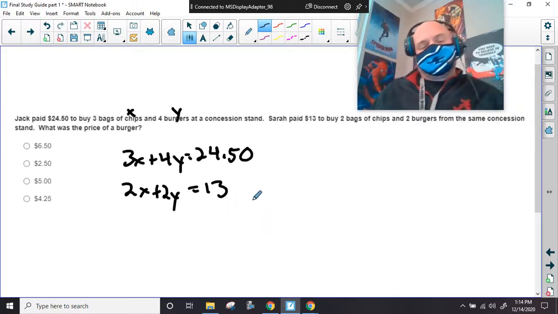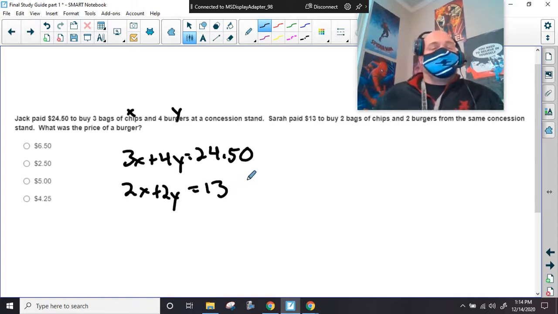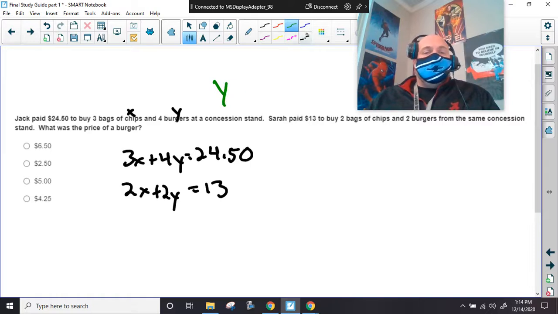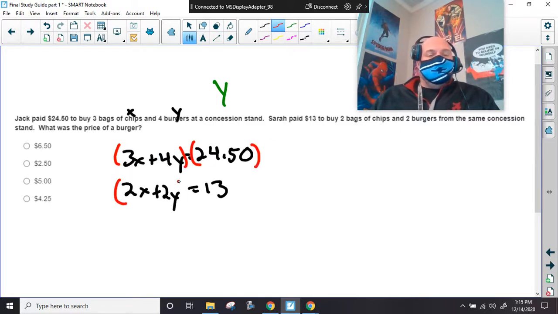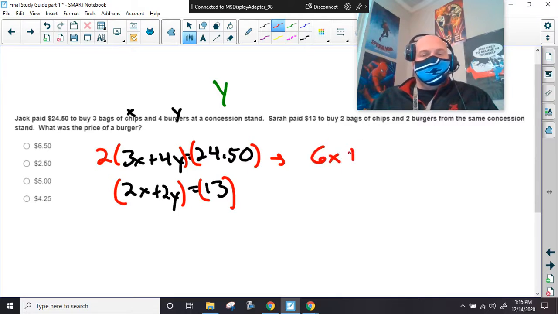Okay, now this will actually help us tell us what we want to eliminate first. Remember, our burgers are Y, so let's get rid of the X's. What I want to do here is multiply this top one by 2. That would give me 6X plus 8Y equals 49.